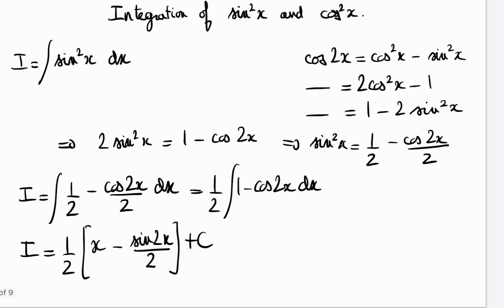Now let's do cosine square x. Very similar. Let's do one maybe a bit harder. You know what, we're just going to do cosine square 3x dx. We want to calculate this.